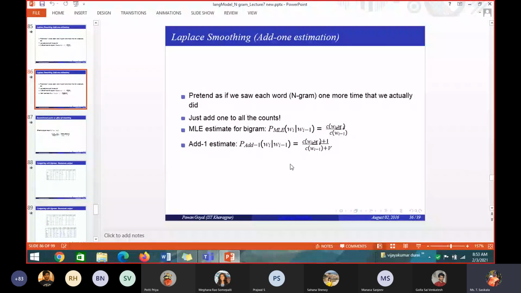Please make a note. C of Wi minus 1. Please write it properly. C of Wi minus 1, comma Wi. Here i minus 1 is there. I think it is not properly written.